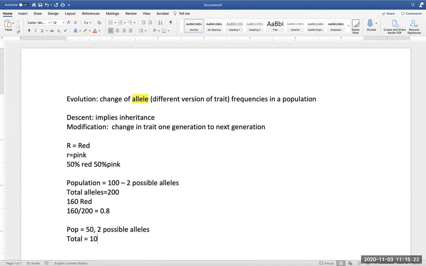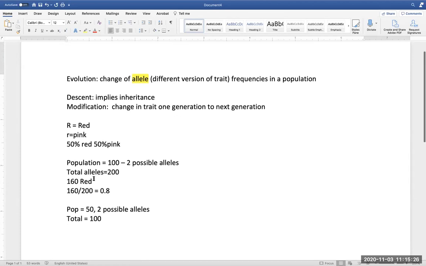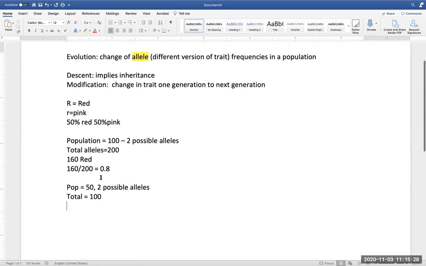100. Now you guys give me a number, maybe for the red allele. How many are red? Looking at the chat. 60. Camellia said 60. 60 are red.